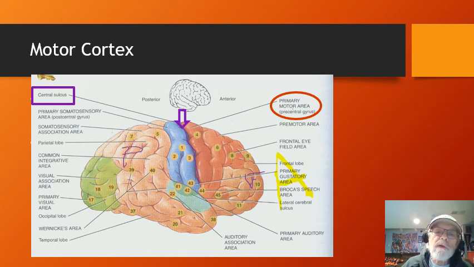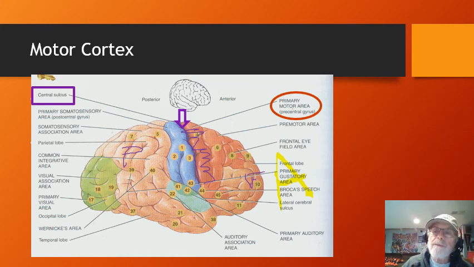This area right here, that first gyrus just in front of that, is called my primary motor area, or sometimes you'll hear it called the motor cortex. It's a band of gyrus just in front of the central sulcus, and that's called the primary motor area.